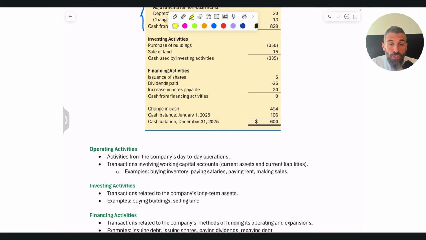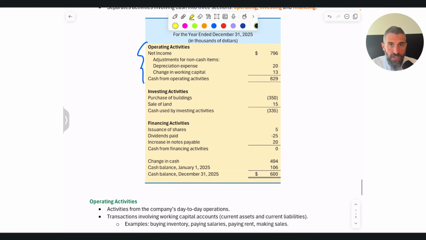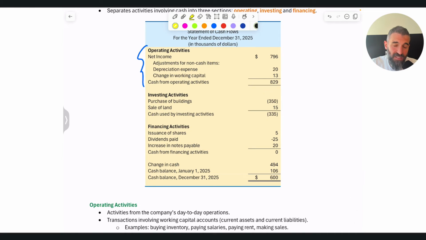And this is your good cash. You want most of your cash to be coming from here. We're going to get into that when we do the chapter on cash flow statements, but the logic there is I want my core business to generate my cash. I don't want to have to rely on non-operating activities to make money, right?